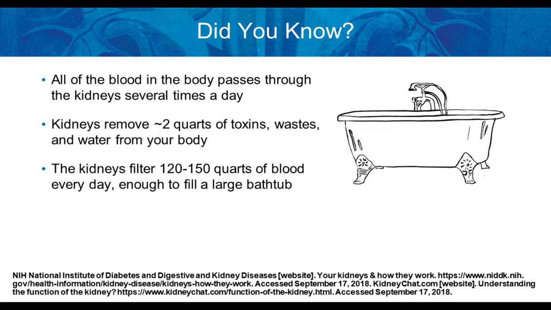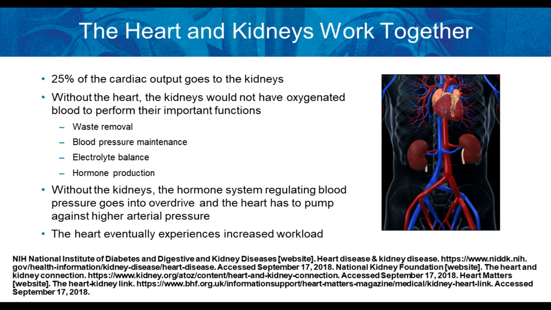All of the blood passes through the kidney several times a day, and literally about 2 quarts of toxins and water are removed daily from the body. In fact, it's enough volume to fill an entire bathtub each day. And that's why roughly 25% of the cardiac output goes to the kidneys. The kidneys are one of the most avid organs in terms of recipients of cardiac output. Of course, the heart plays an important role in providing oxygenated blood for the kidneys so that they can perform their important functions. But of course, there is an important interaction between the heart and the kidneys.